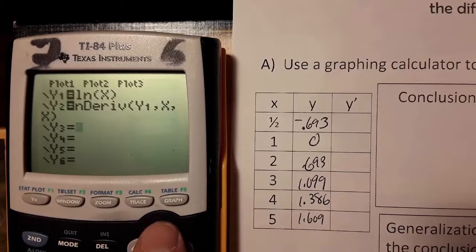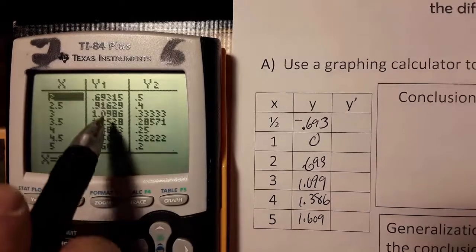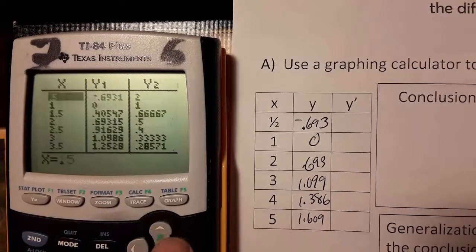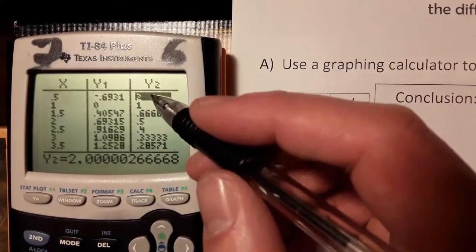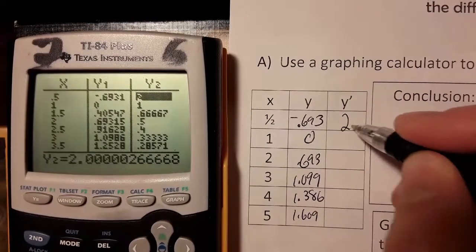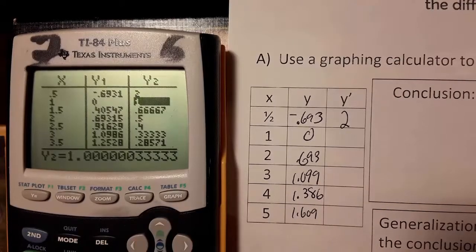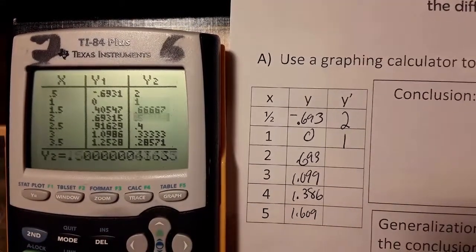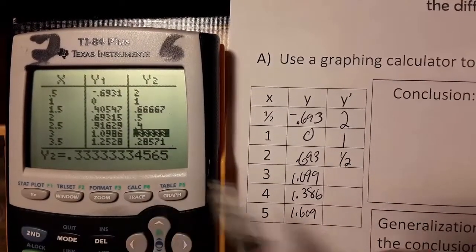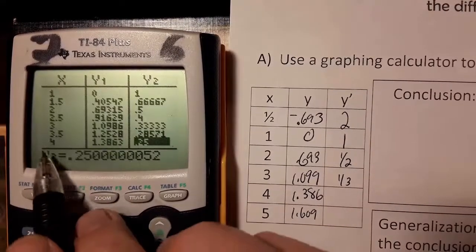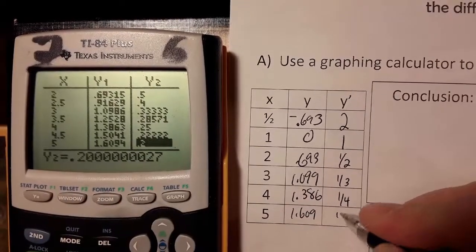And I don't really need to even graph it. I can just go right to the table. Now I've got a column with my y values that I've already used, and I've got a column with my x values. I can see that when x is a half, the derivative, the y2 column is the derivative column, is 2. When x is 1, the derivative value is 1. At 2 you get 0.5, also known as a half. At 3 you get 0.3 repeating, also known as a third. When x is 4 you get 0.25, also known as a fourth. When x is 5 you get 0.2, also known as a fifth.